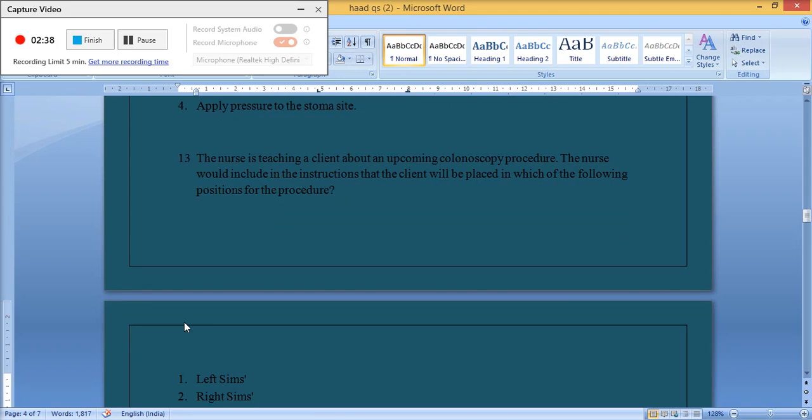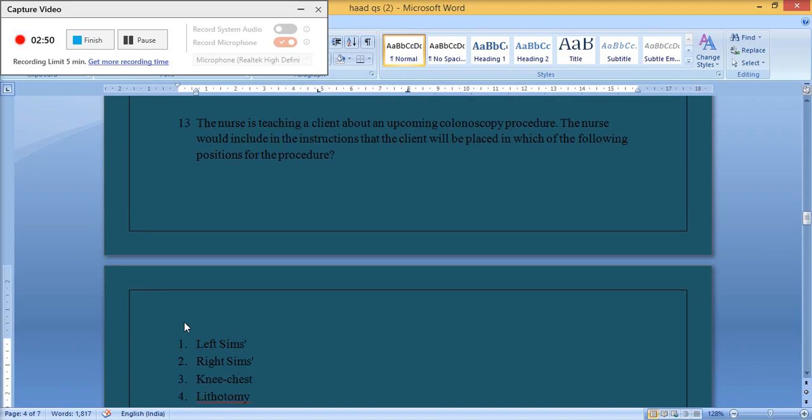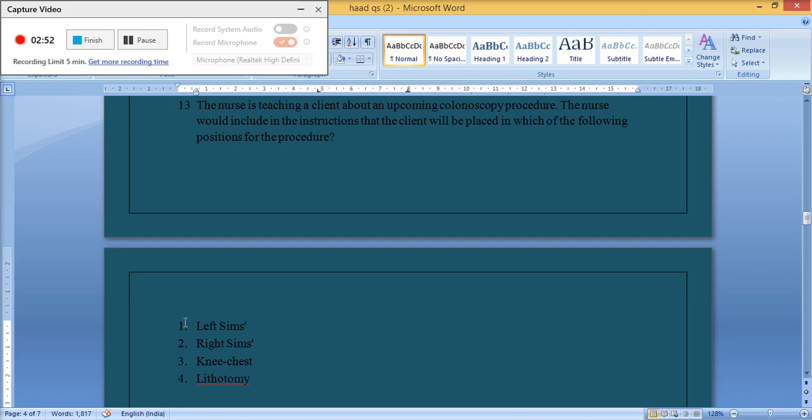2.13. The nurse is teaching the client about an upcoming colonoscopy procedure. The nurse would include in the instruction that the client will be placed in which of the following positions for the procedure? 1. Left Sims. 2. Right Sims. 3. Knee chest. 4. Lithotomy. The correct answer is 1. Left Sims.